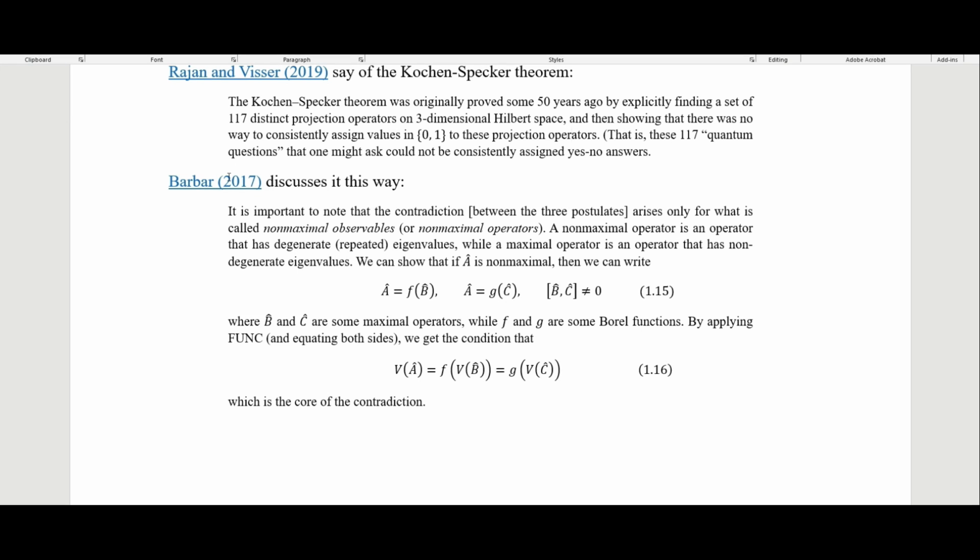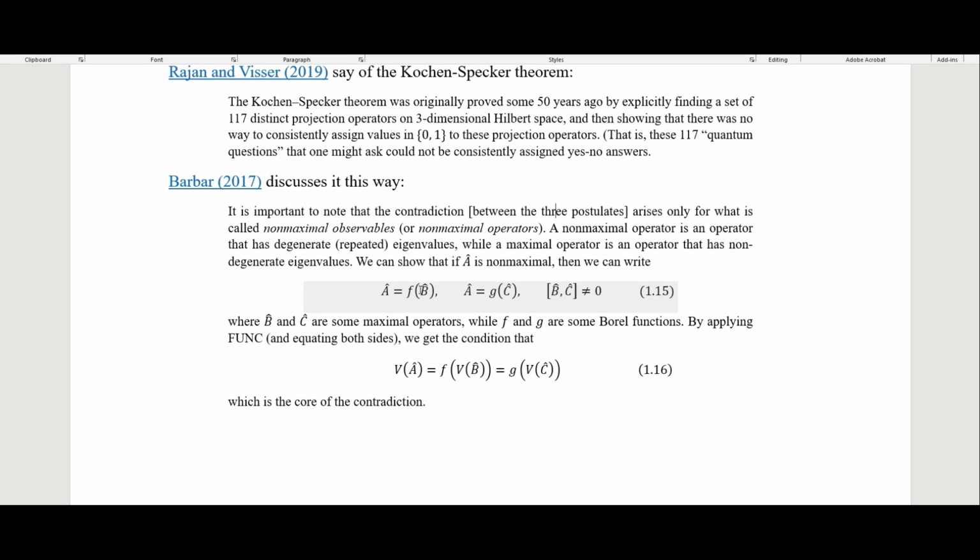Then this one that I've been following here, Barbar 2017, says it this way: note that the contradiction between the three postulates arises only for what is called non-maximal observables or non-maximal operators. A non-maximal operator is an operator that is degenerate, so it has repeated eigenvalues, while a maximal operator is an operator that has non-degenerate eigenvalues. So we can show that this A hat is non-maximal.